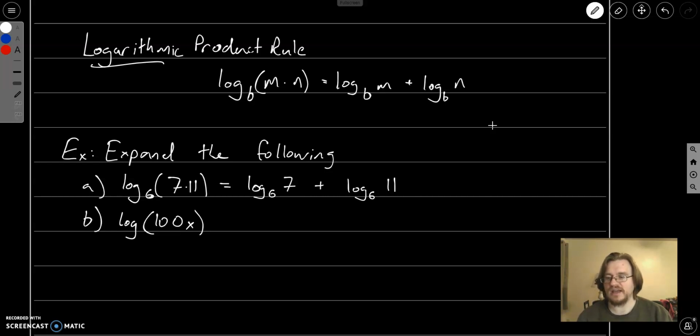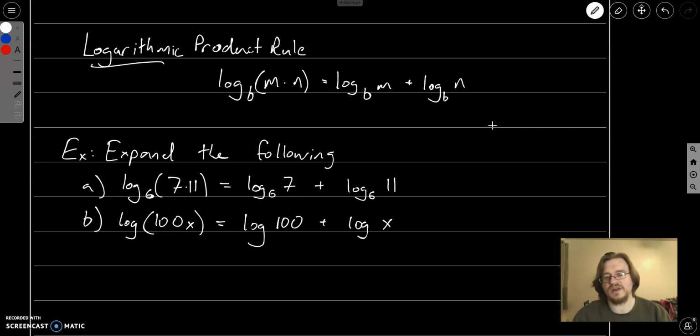So here I have log without a base written down. This means that this is the common logarithm, as in the base here is meant to be 10, but we just haven't written it down. So this is log base 10 of 100 times x, and we can write this as the common log of 100 plus the common log of x.